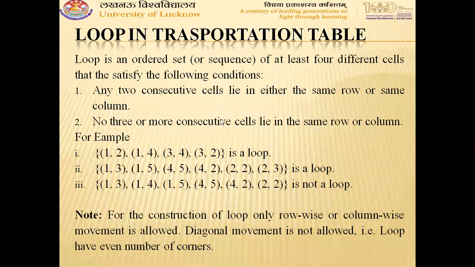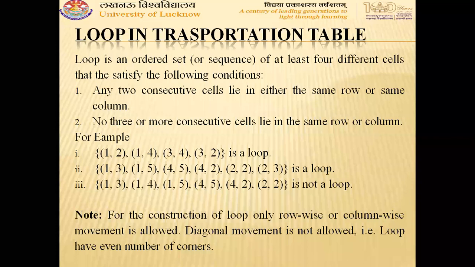The first condition is that any two consecutive cells lie in either the same row or the same column. The second condition is that no three or more consecutive cells lie in the same row or the same column. That means in the same row or column, only two consecutive cells must occur in the loop.